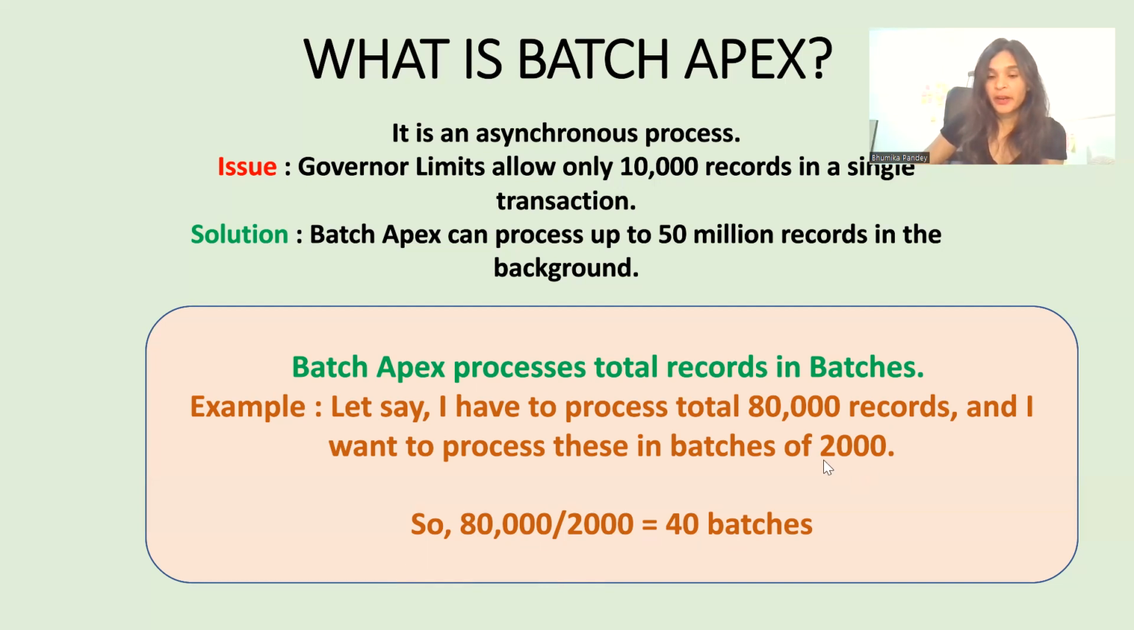So let's say I don't want to run the batch Apex in batches of 2,000 records. This is something that I can decide on my own, right? So if I decide on batches of 500, then I would be dividing 80,000 by 500, and whatever the calculation I get, that many batches it is going to create, and that many times it is going to execute the batch Apex class. Okay, and that's the funda behind it.